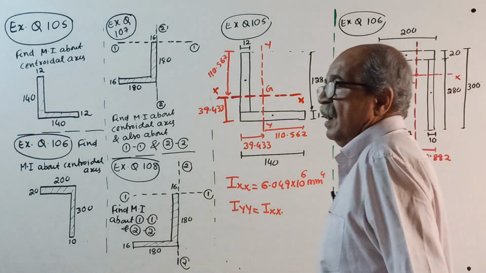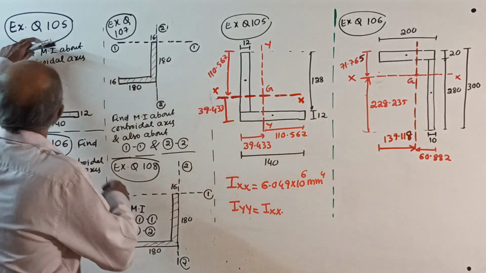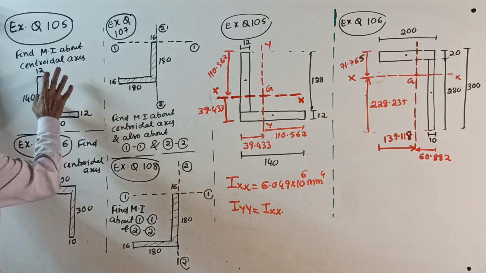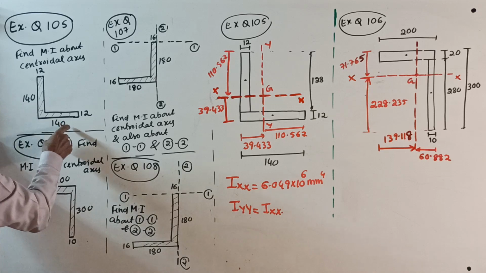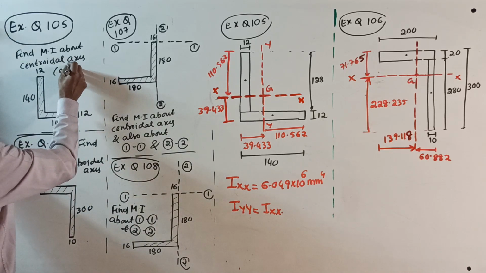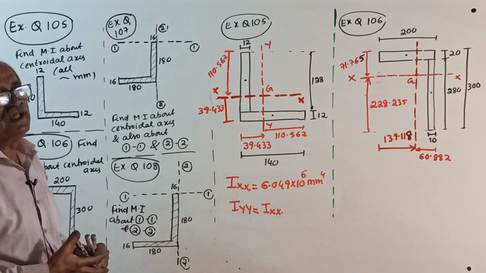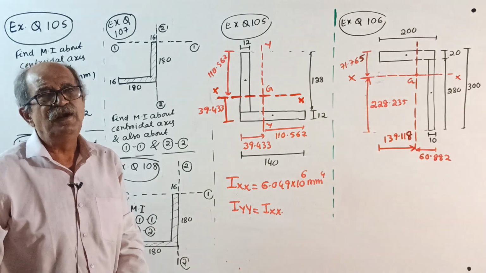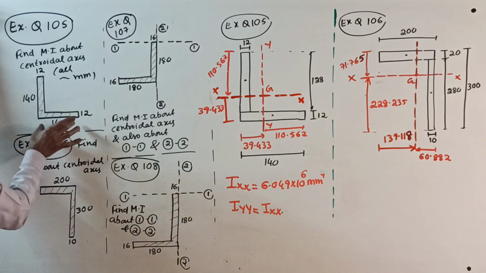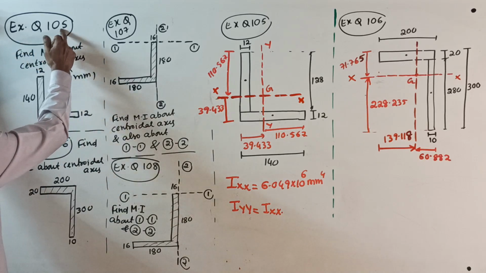Okay, I am starting now. Exercise question 105. Find moment of inertia about centroidal axis. I am not writing, but only once I will tell: all dimensions are in millimeter. Next time onwards, I won't write. If someone comments that the unit is not given, I will tell them to leave my class. See, 140, 140, 12, 12. So this is exercise question 105.